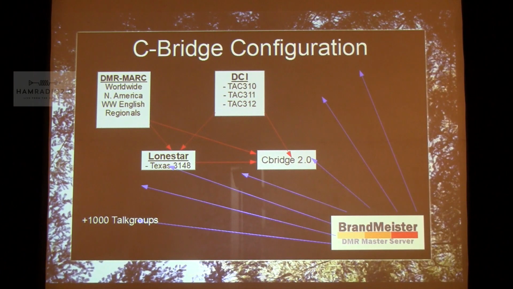When the CBridges did it, they said the statewide talk group is for repeaters in that state. If we want to talk to people in another state, we have TAC channels, user-activated channels. We have North America, we have the regional channels and that kind of thing. There's lots of talk groups. Brandmeister claims they have over 1,000 talk groups, and they do, that's accurate information. But they are not segregated at all.